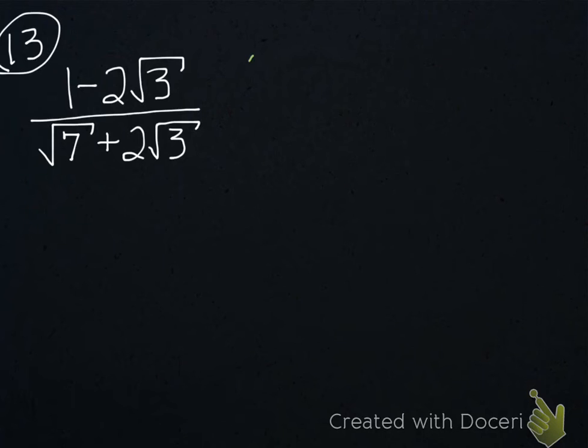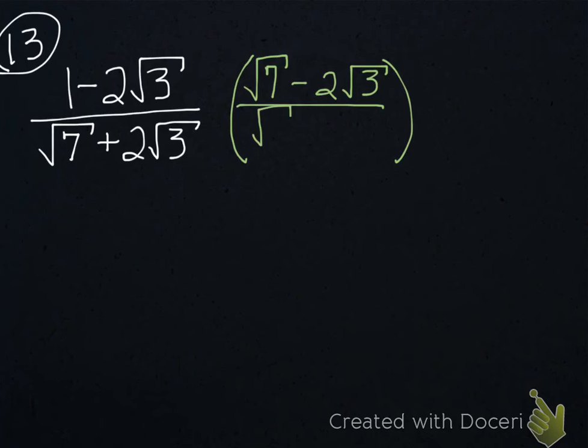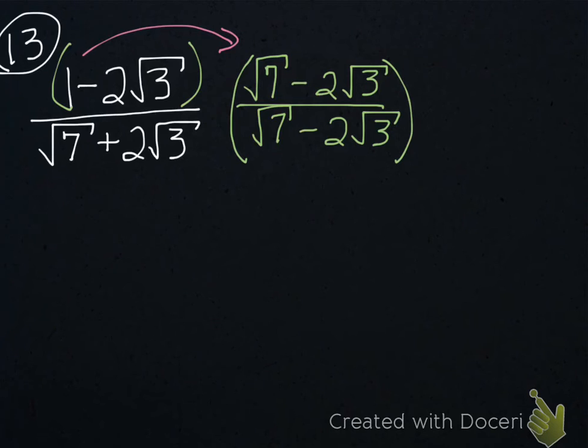Number 13. Get rid of the radicals in the denominator by multiplying by the conjugate. Change the middle sign every time. So I have square root 7 minus 2 square root 3. I know there is a binomial on top, so distribute. 1 times the square root of 7 is square root 7. 1 times 2 is negative 2 square root 3. Not a big deal. Now the second term.